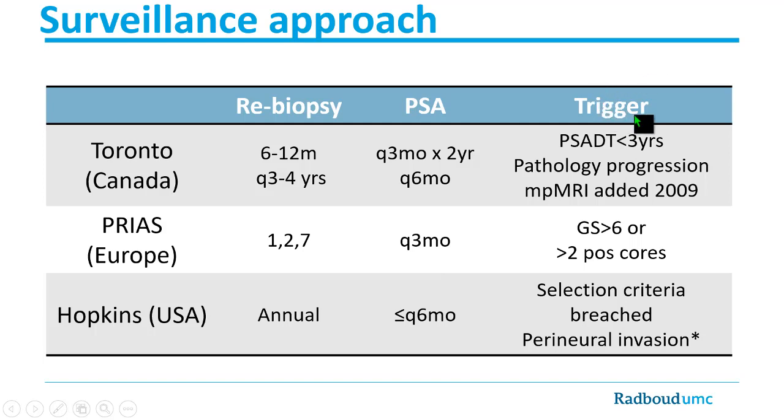So what is a trigger to go for active treatment? So going for a radical prostatectomy. And all the studies use PSA density and PSA doubling time within 3 years. Pathology progression is also a trigger for all studies. And in PRIAS, it is a Gleason higher than 6 or 2 positive cores. If you have that, then you go for active treatment. And perineural invasion, that's specific for Hopkins.